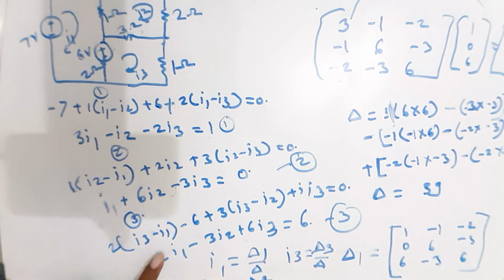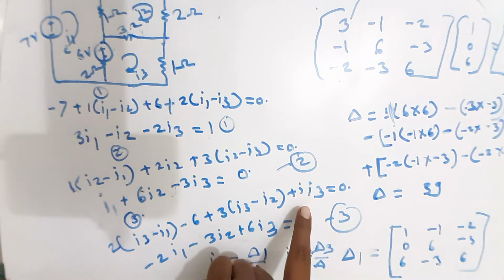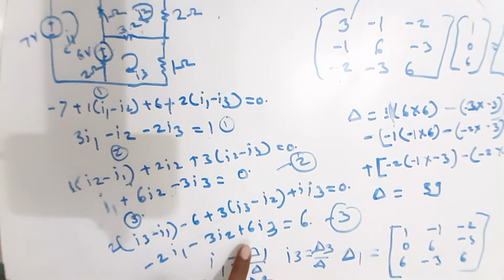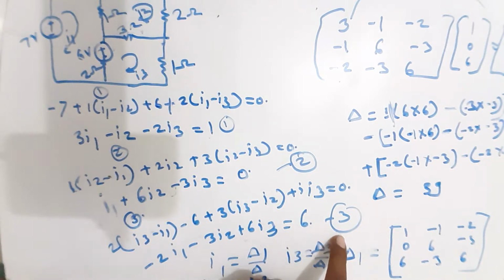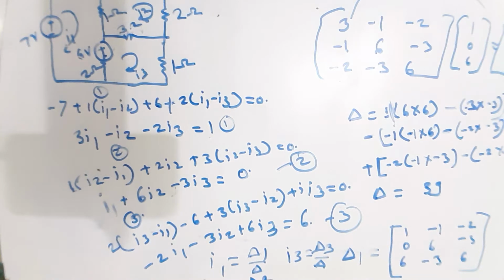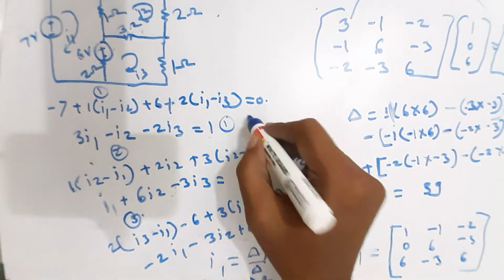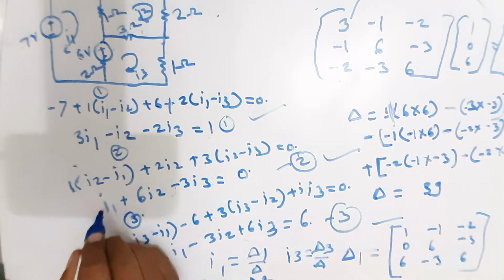We will just check it. I1 is here with a minus sign, so minus 2 I1. Then minus 3 I2. For I3, just check here: 3, 2 and 1, so 6 I3. The 6 goes to the other side, so it is plus. So here we have the first equation, second equation and third equation.